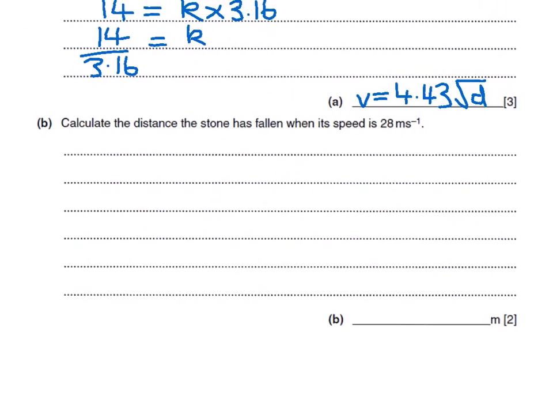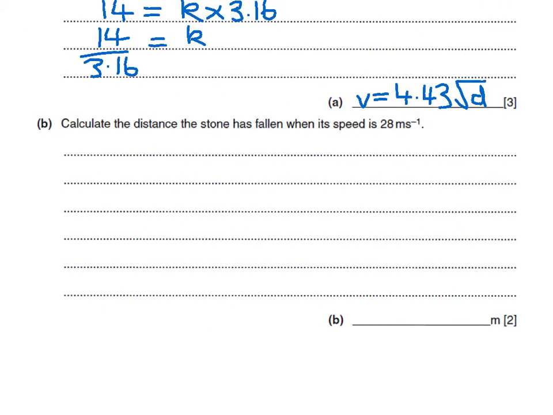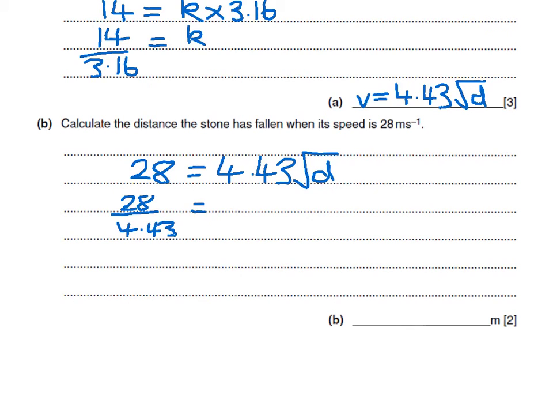So now I'm going to go and use it. Calculate the distance the stone has fallen when its speed is 28 meters per second to the minus 1. So 28 equals 4.43 root d. So we need to find d. So I need to divide by 4.43 to begin with. So 28 over 4.43 equals square root of d.